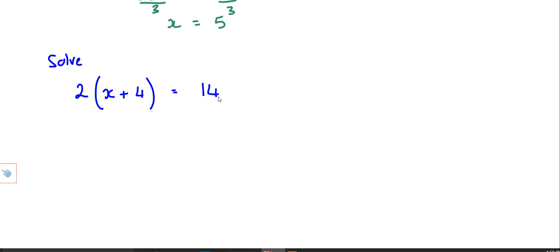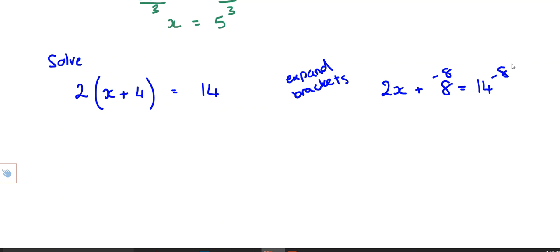You can write it as 2x plus 8. So I could expand the brackets, and get 2x plus 8 equals 14. And then subtract 8. You notice how I'm putting it on the top this time instead of underneath. So I've got 2x equals 6.